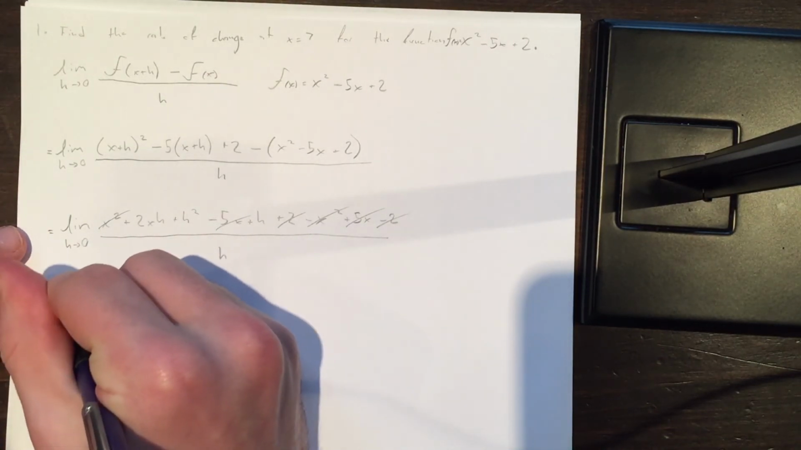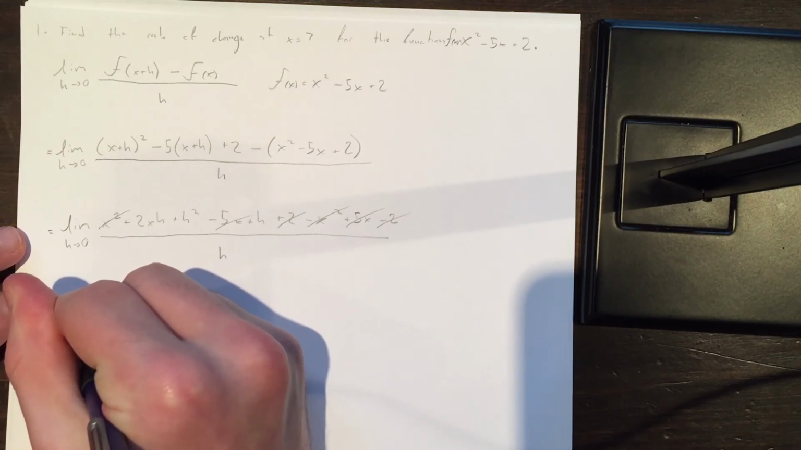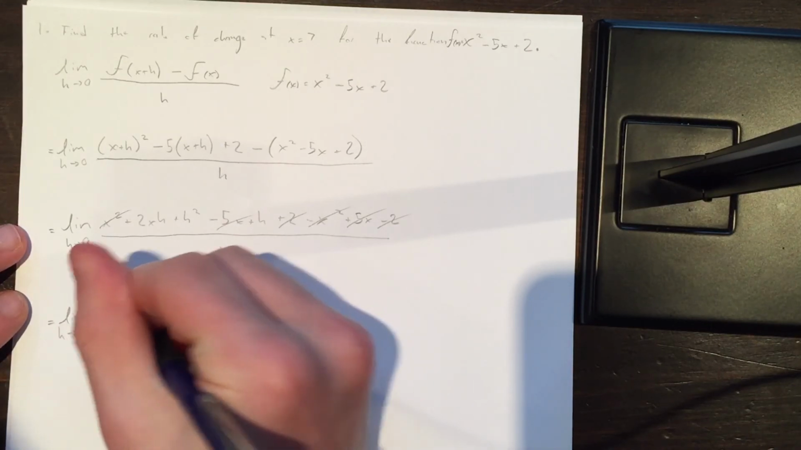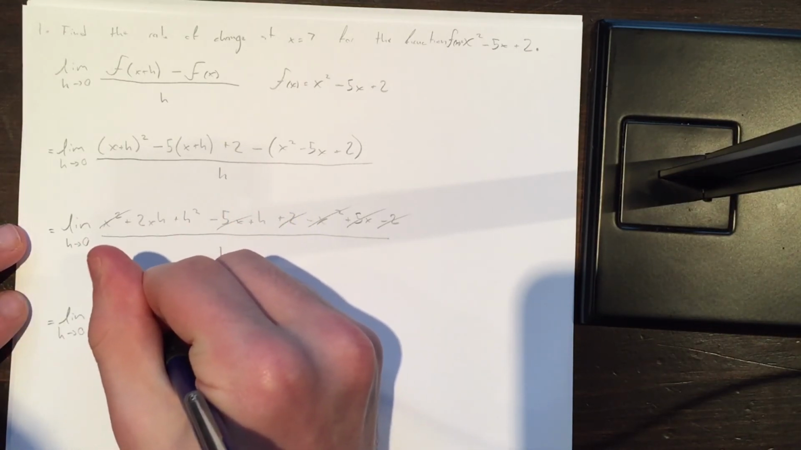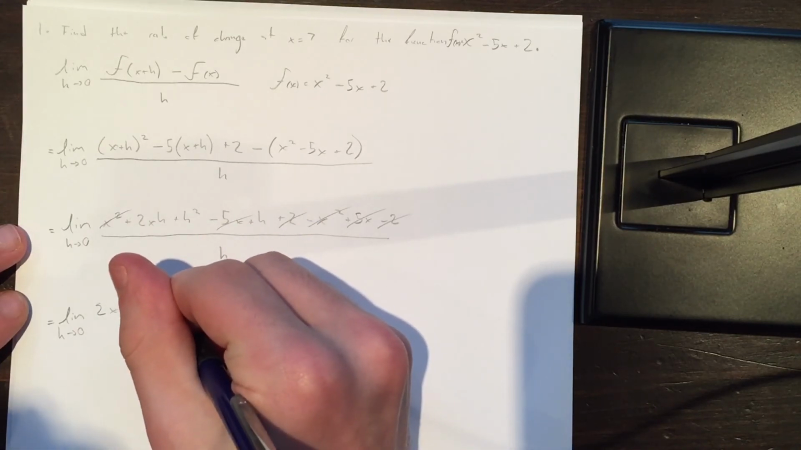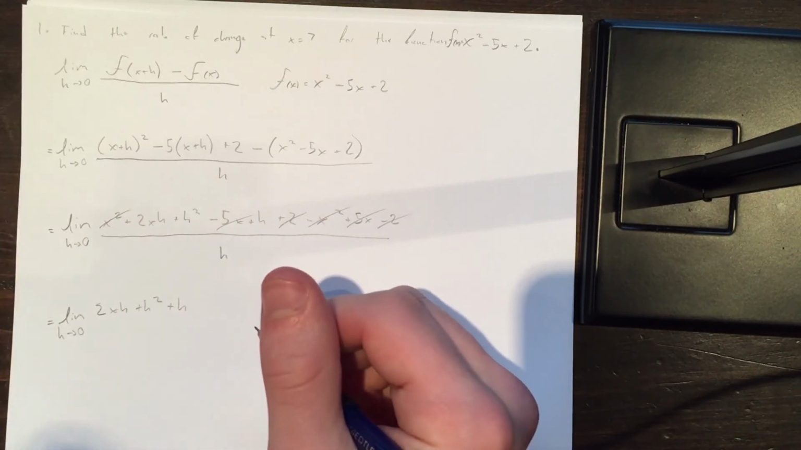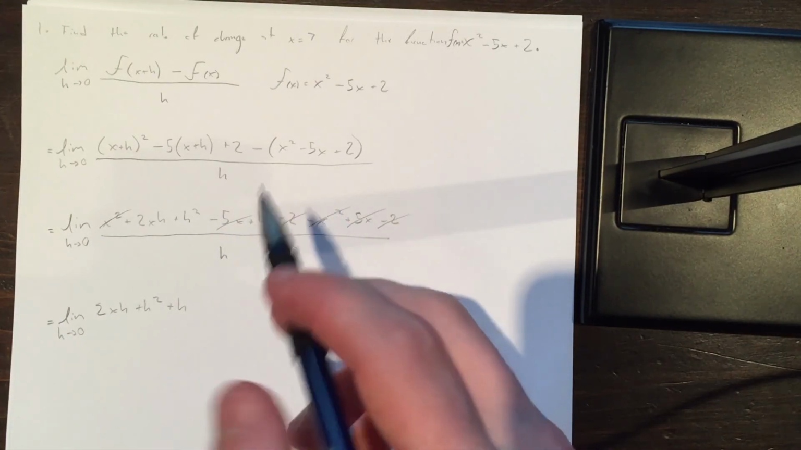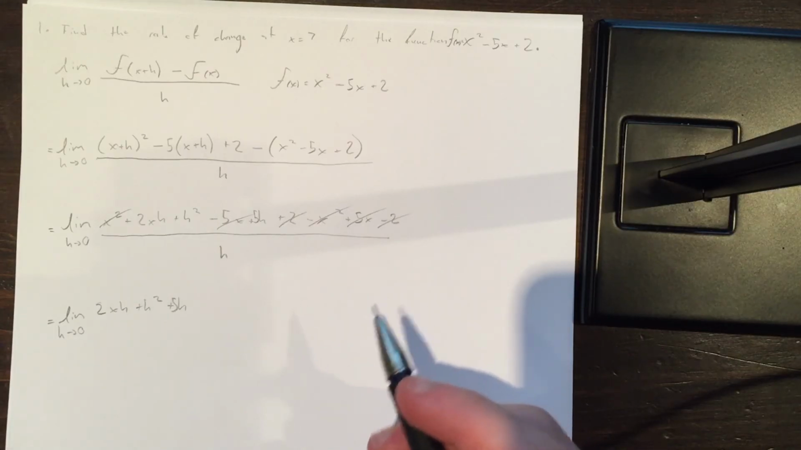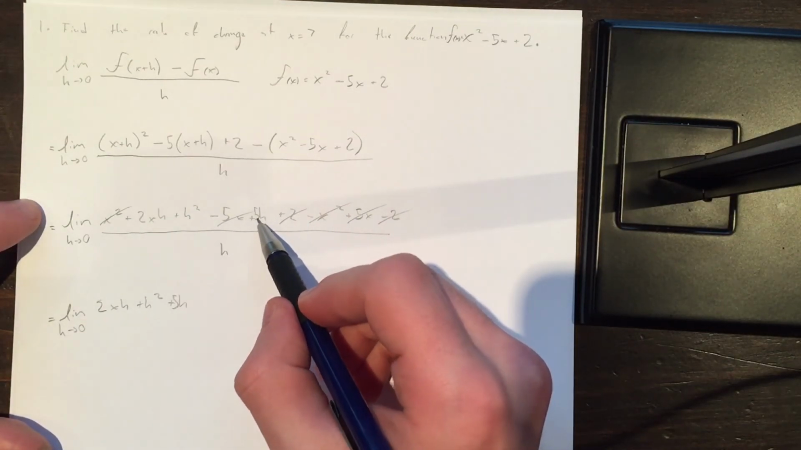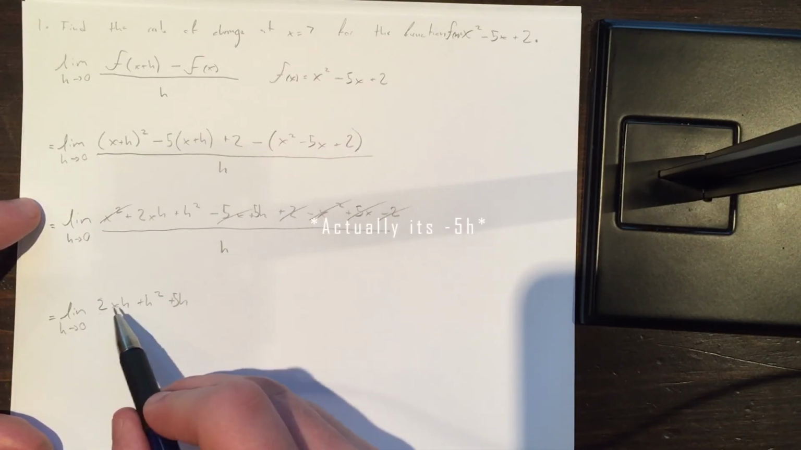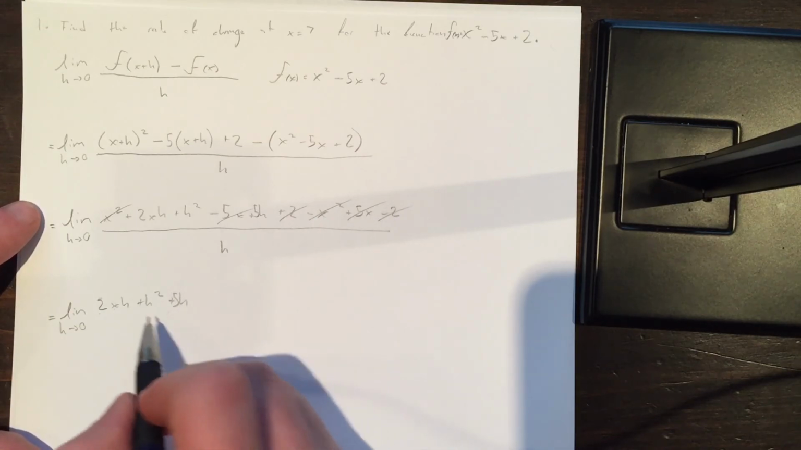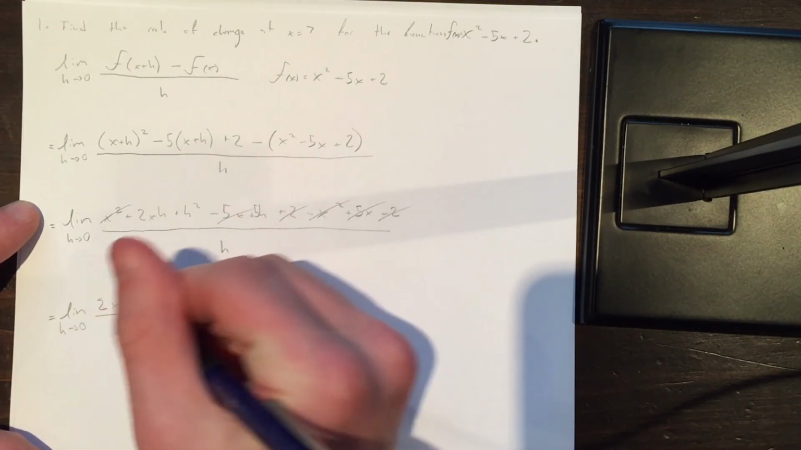We have limit as h approaches 0. Then we put down what we have left over. So 2xh plus h squared plus h. Sorry, one correction is that this is actually supposed to be 5h. So it comes out to 2xh plus h squared plus 5h. And that's all going to be put over h.